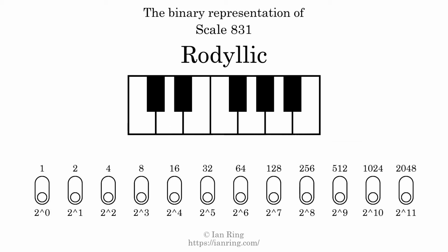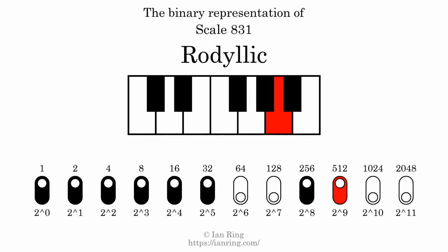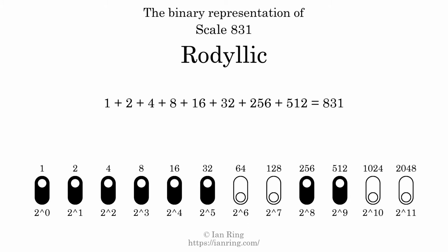The binary representation of this scale is determined by mapping tones of the scale to binary digits. Each binary digit represents a power of 2. To get the scale number, we add the powers of 2 together. The powers of 2 that are present in the scale, all added together, equals 831. That is why the scale number, in decimal, is 831.